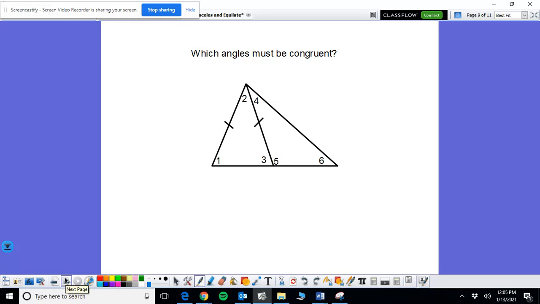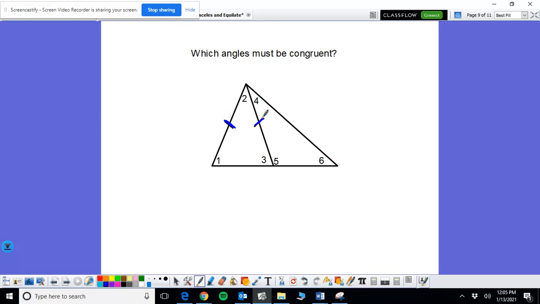A little bit of a tricky problem here. Which angles must be congruent, we're asking. And I'm looking for some clues. I see an isosceles triangle right here. So let's go back to thinking about the vertex angle, the base angles, all that stuff.